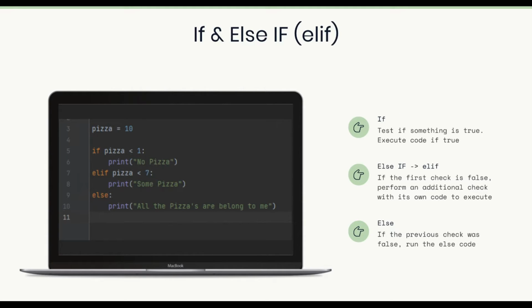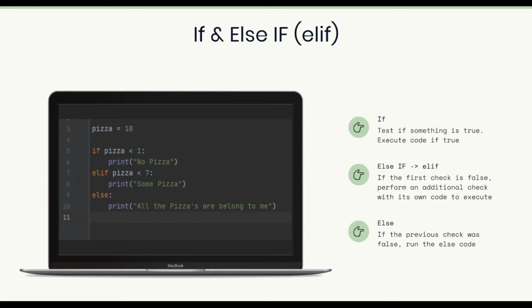So the if and else if, or elif, because Python shortens some of these terms so that we don't have to write out too much. The first bullet point is if: test if something is true, and execute the code if true. We have the variable pizza on the screenshot being set to the value of 10. On line 5, we said if pizza is less than 1, then we have line 6, which is indented. In Python, the indents are important. If we don't indent correctly, the code won't do what we expect it to do. So the indent being under the if statement says if this statement is true, print no pizza.